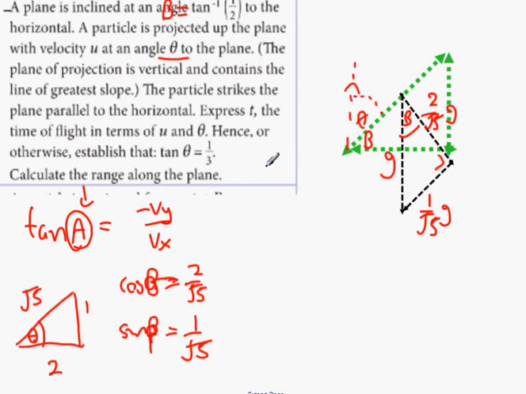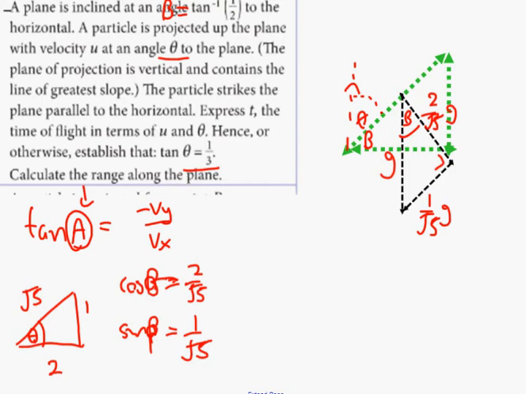It contains the line of greatest slope. The particle strikes the plane parallel to the horizontal. Express t, the time of flight, in terms of u and theta. Hence, establish that your throw is at an angle of tan theta equals 1 over 3. So here's what we're going to do.